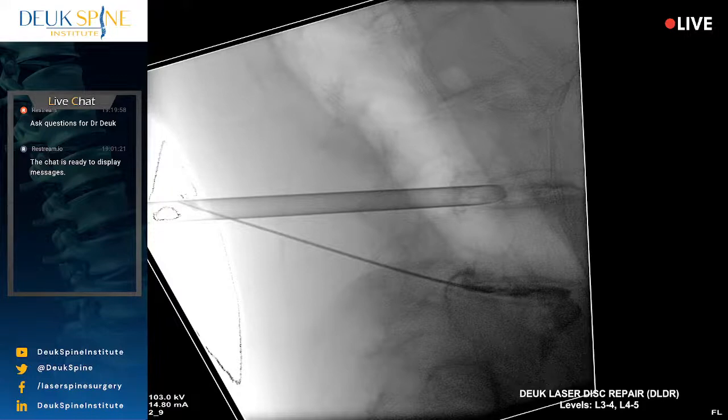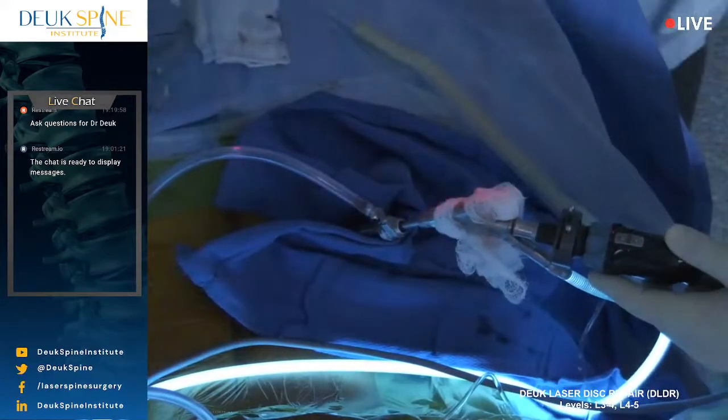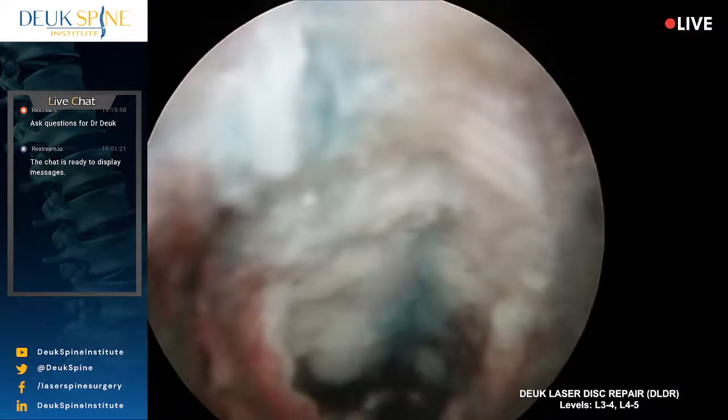So we've already planted our 2 needles. They're going through the tears that we're going to be fixing this evening. We are inside the disc, and this is the L3-4 disc.